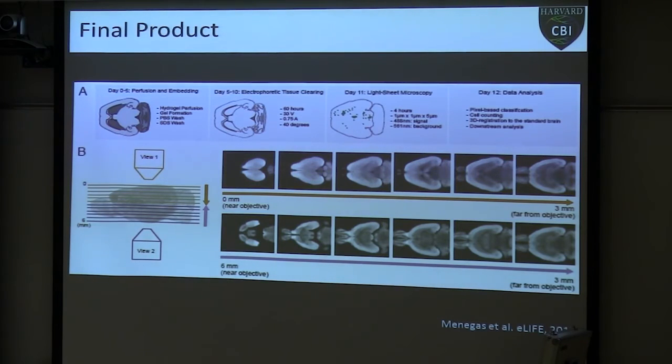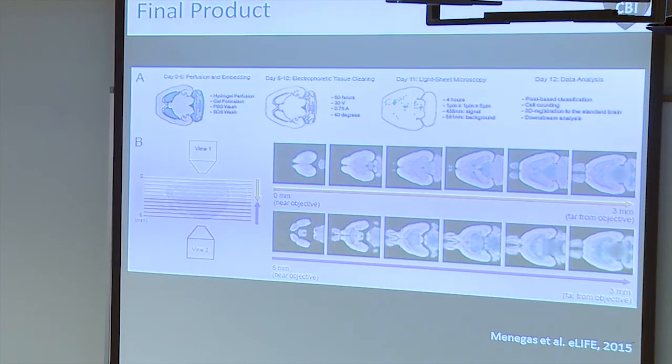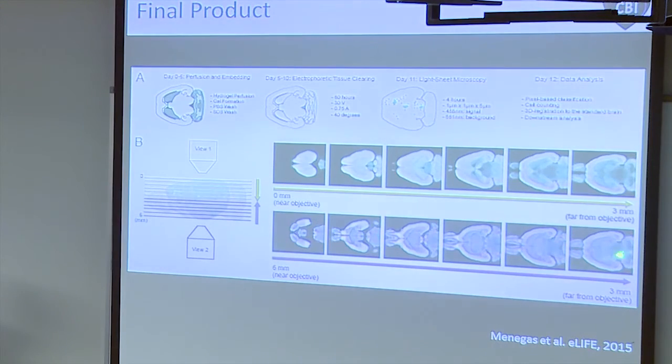All right? So this is an image of the brain. You can't quite image through an entire mouse brain from one side in the Lightsheet microscope. So what we do is image it halfway, spin it 180 degrees, and then image it from the other side. And this is just representative sections all the way through that brain.